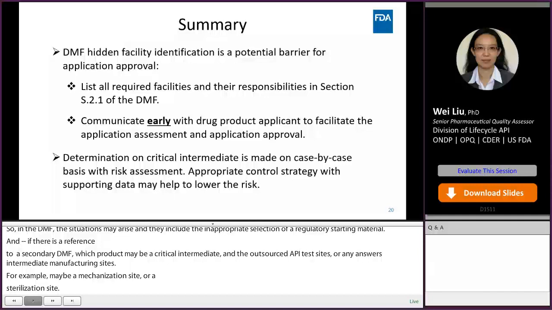Then we introduced how to evaluate the critical intermediate. Determination on critical intermediate is made on a case-by-case basis with risk assessment. Appropriate control strategy with supporting data may help to lower the risk.